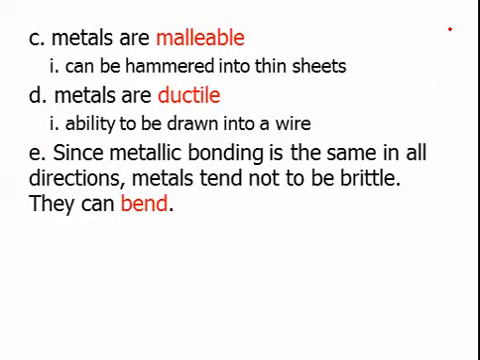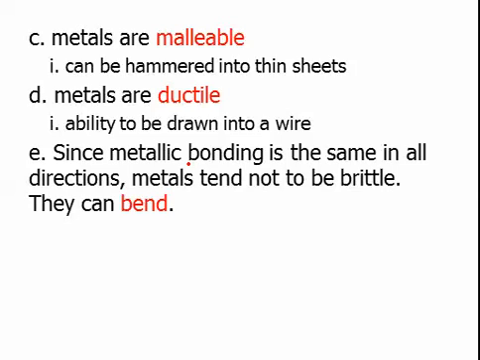Also, metals are malleable. They're ductile. They can be drawn into a wire. They can be hammered into thin sheets. These are all words we've had before. So basically, since metallic bonding is the same in all directions, metals tend not to be brittle.